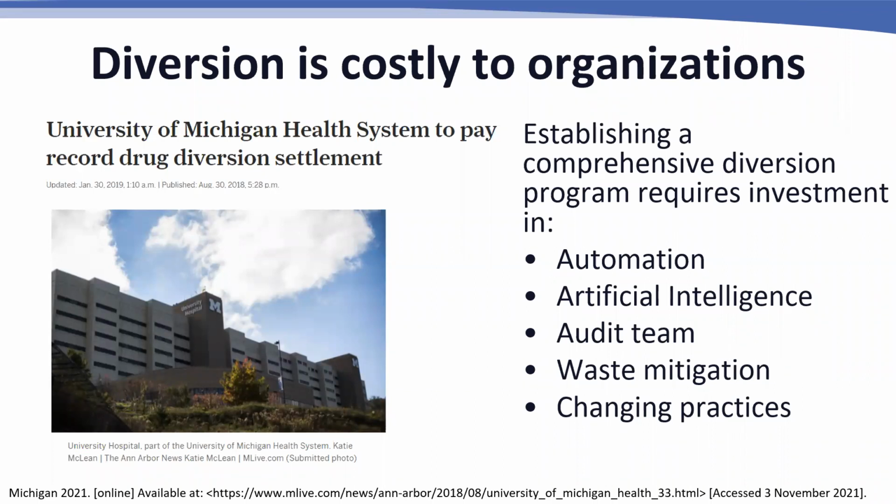We build our comprehensive diversion program with an investment into automation, artificial intelligence, an audit team, waste mitigation practices, and also how do we create changing of practices? We're so used to, we've got to do what's right for the patient. It's got to be fast. We're in a perioperative setting. We don't have time to go through these separate workflow processes that slow us down. But at the same time, we have to do that because that's what creates patient safety checks. And it also mitigates diversion internally within our organization.